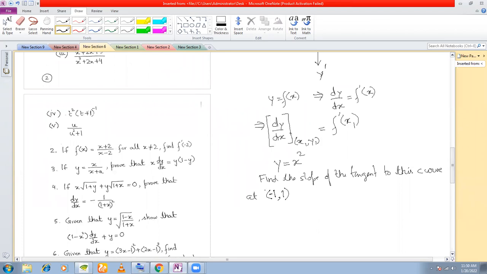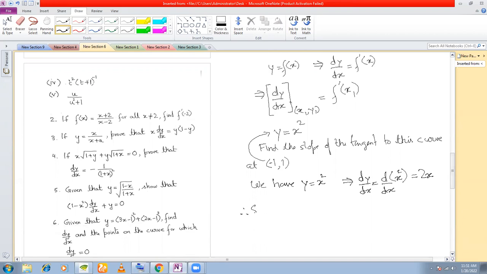Clearly, if you check, this coordinate will satisfy this equation. That means this point is a point on this curve. So if you want to find out the slope, start with y is equal to x squared. Now differentiate this. That means dy/dx will be equal to d/dx of x squared, and what is the d/dx of x squared? It is equal to 2x.